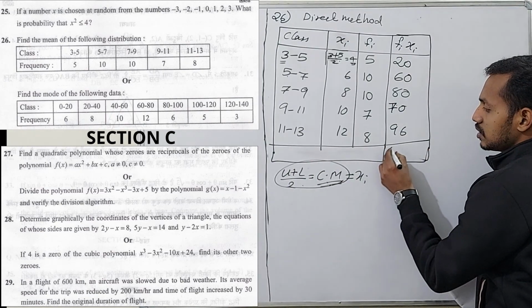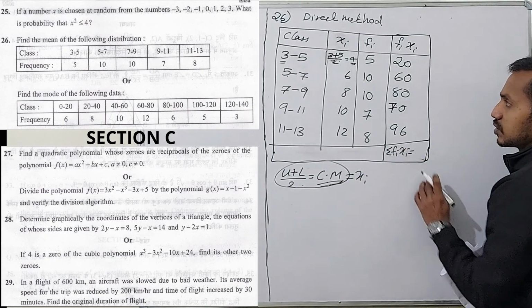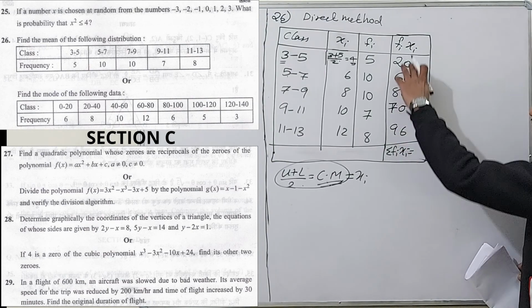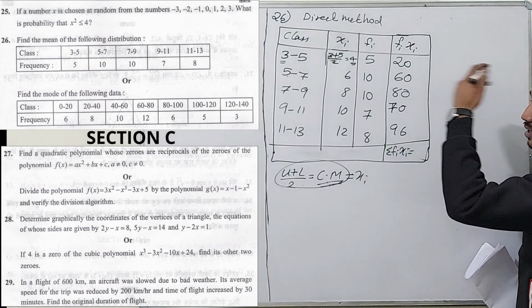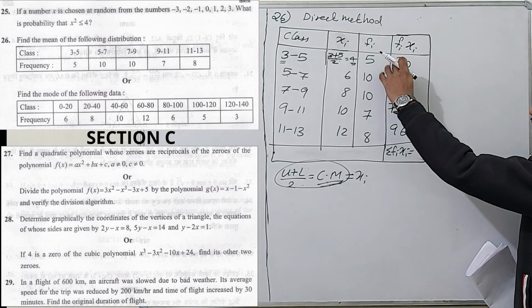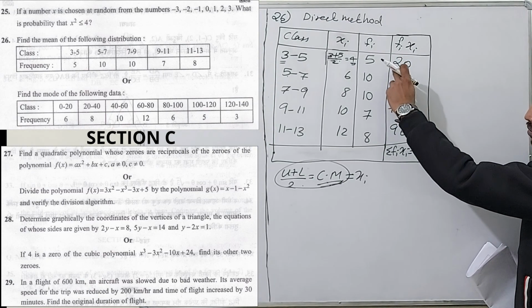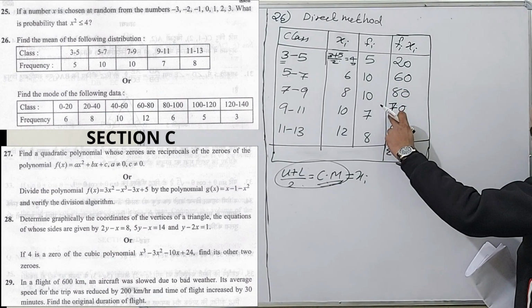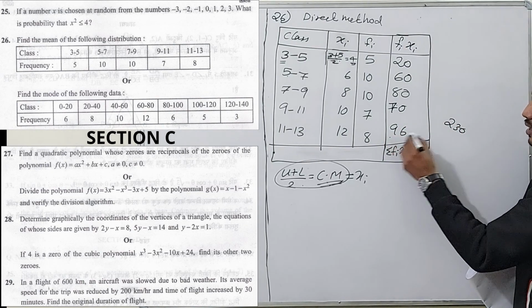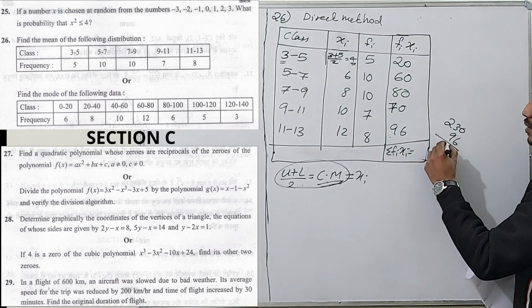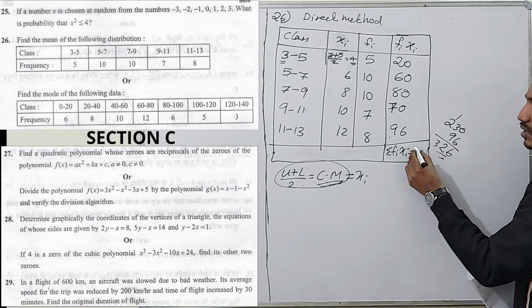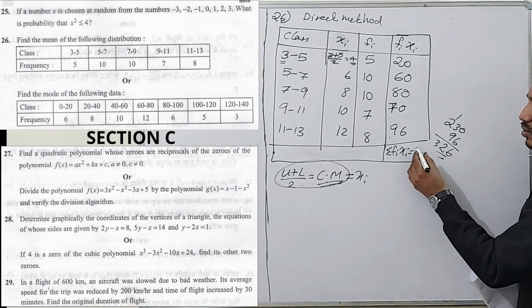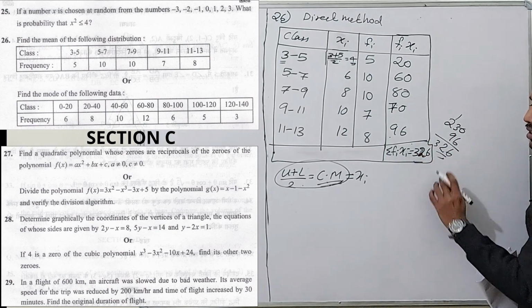The formula here, sigma fi xi is equal to, first we are calculating this one. As the ones digits are 0, so just directly calculating all this. 8 plus 8 is 16, 16 plus 7 is equal to 23, that means 230. 230 plus 96 is equal to 326. So sigma fi xi is equal to 326. Clear? 326 we have got.